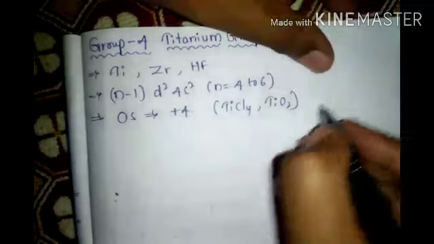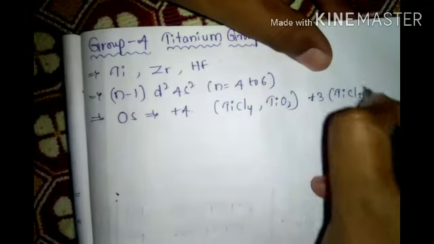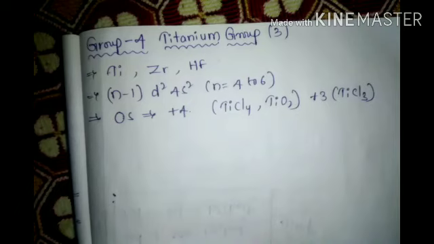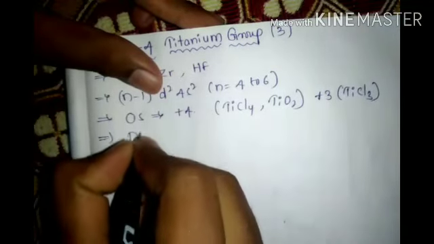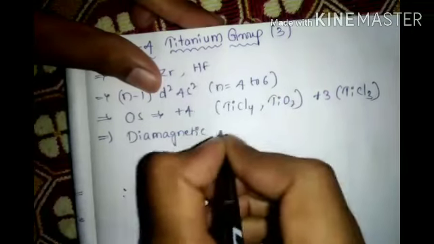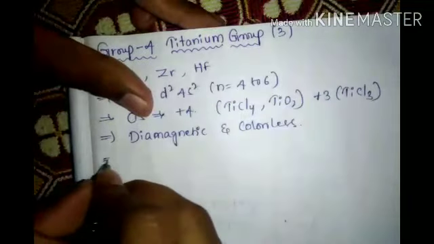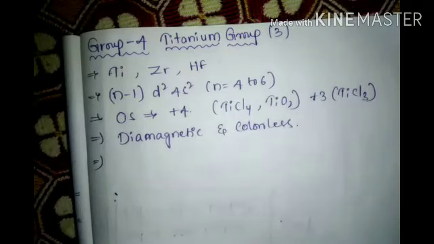And titanium sometimes shows +3 also. Example, TiCl3. Only titanium also shows an oxidation state of +3. Okay, next, these all are diamagnetic and colorless. The scandium group is also diamagnetic only, not paramagnetic. That is diamagnetic only, this also diamagnetic.